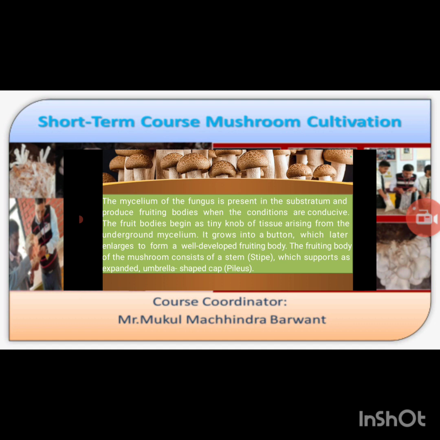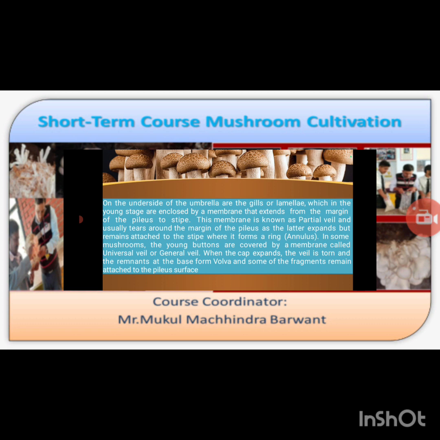The fruiting body of the mushroom consists of the stipe, which supports the expanded umbrella-like shape known as the pileus. Everyone see the mushroom; it has some parts. There is an umbrella-like shape known as the cap, or the pileus, and there is a stalk-like structure known as the stem, or the stipe. On the underside of the umbrella, gills or lamellae are present, which join the pileus to the stipe. This membrane, known as the partial veil, usually tears around the margin of the pileus, later expands but remains attached to the stipe, where it forms the ring. It is known as the annulus.